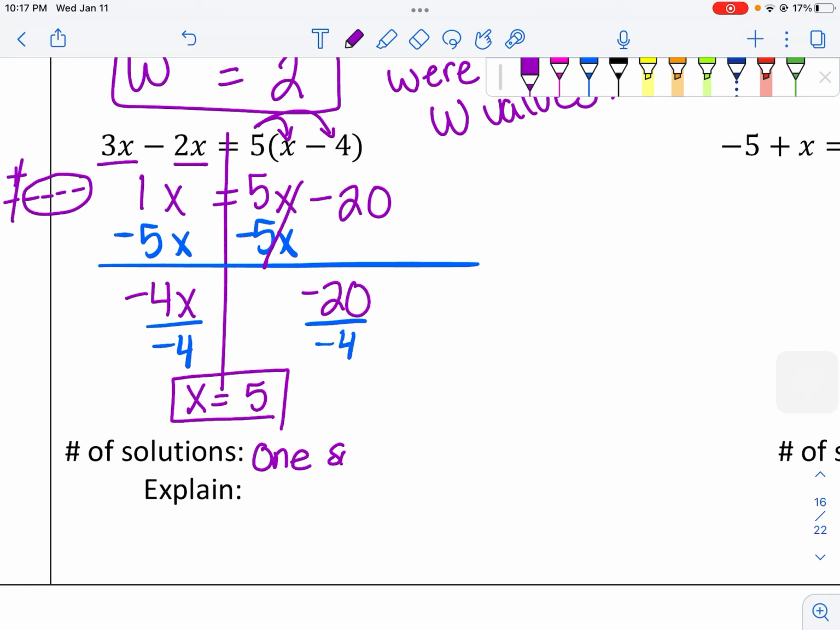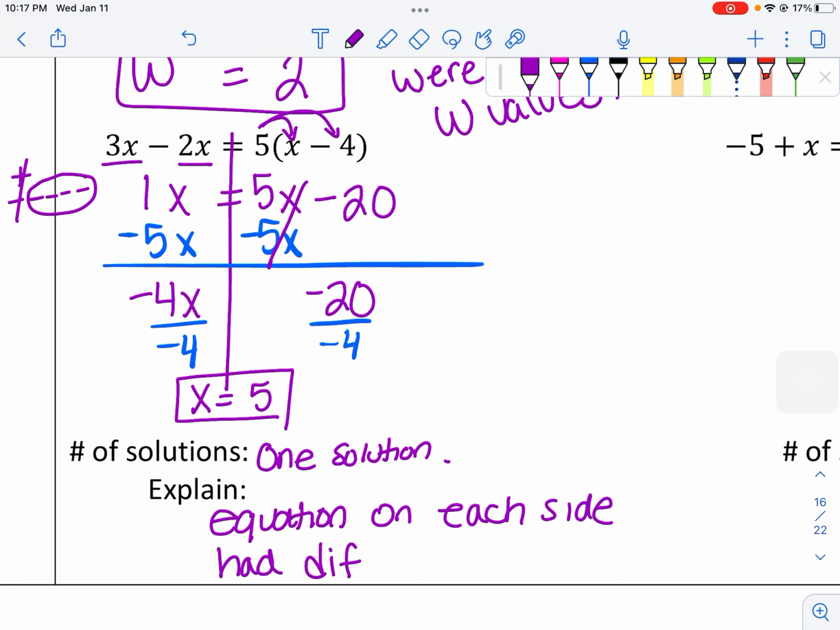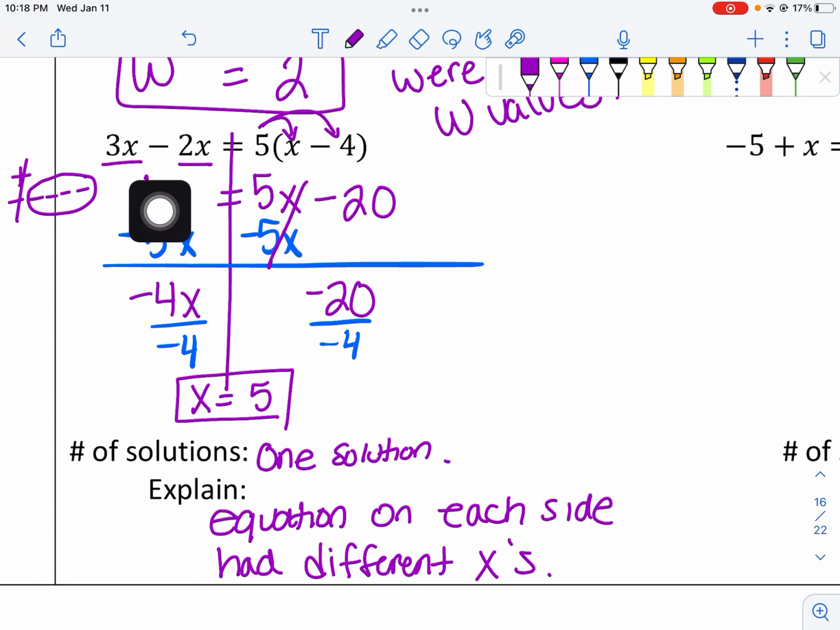So we knew that we had one solution, and it was basically because our equations on each side had different x's, if that makes sense. Like the variable number, the number of x's on either side. So we started with 1 and 5. So that gave me the notion that there was at least one solution.